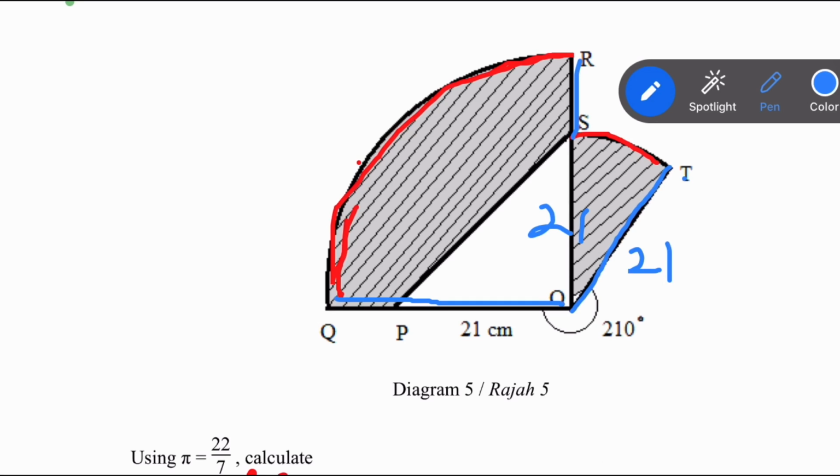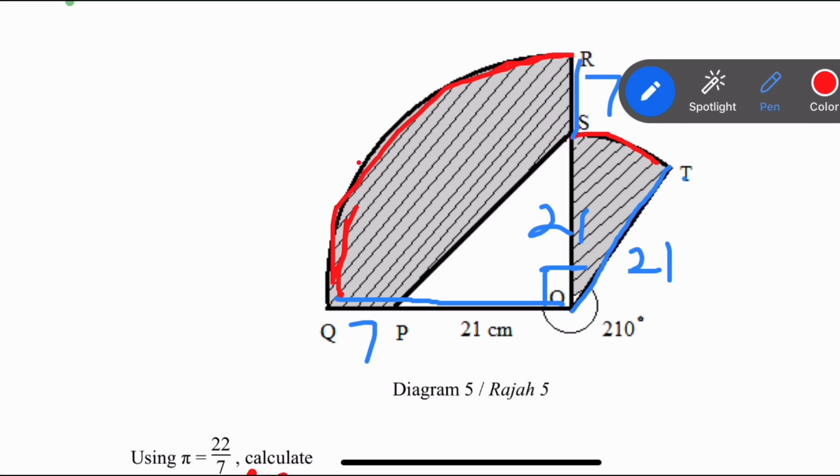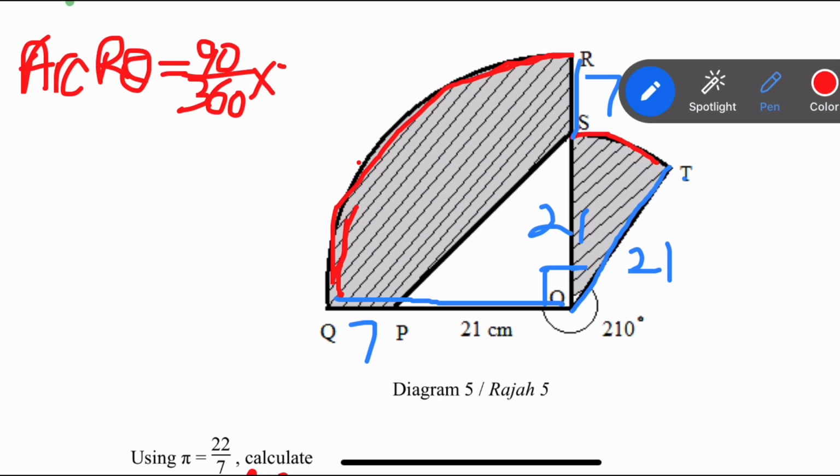So we have 28, right? So that is 7 for QP. And then RS will be 7, right? And we have the quadrant should be 90 degree, right? So based on the quadrant, we will find the arc length for the QR. Okay, so still remember the formula is theta over 360 times 2 pi r. So 90 degree because quadrant times 2 times 22 over 7 times the radius, which is 28.